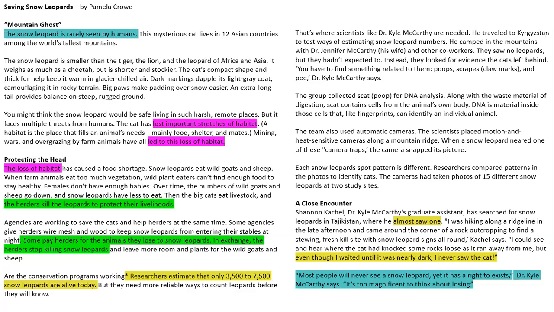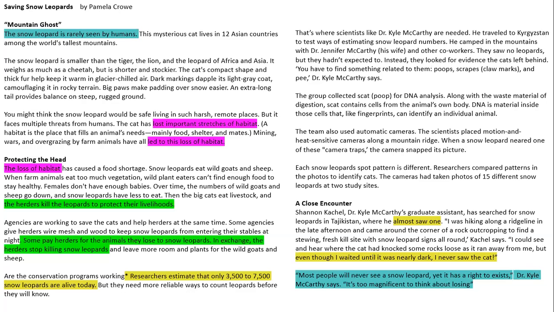Agencies are working to save the cats and help herders at the same time. Some agencies give herders wire mesh and wood to keep snow leopards from entering their stables at night. Some pay herders for the animals they lose to snow leopards. In exchange, the herders stop killing snow leopards. So here again, we're seeing that repeating about herders killing snow leopards, and now they're going to stop killing those snow leopards and leave more plants for the wild goats and sheep.